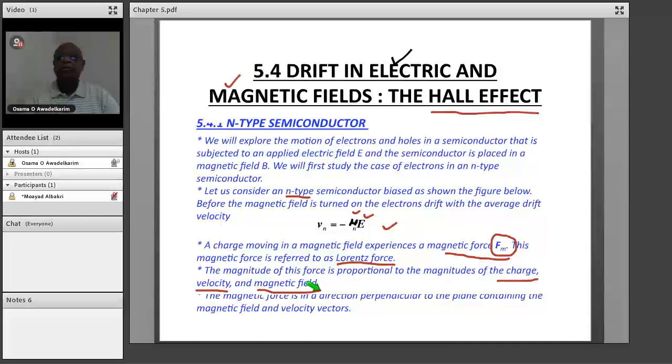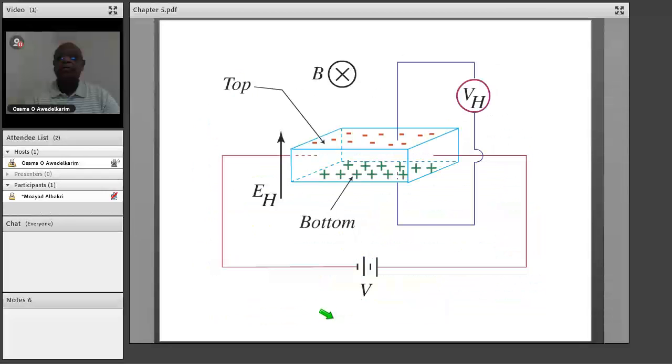More importantly, however, this magnetic force happens in a direction perpendicular to the plane containing the magnetic field and the velocity vector. This is somewhat different from the electric force. The electric force is in the same direction as the electric field. Here, the magnetic force is perpendicular to the magnetic field. So it is a different force.